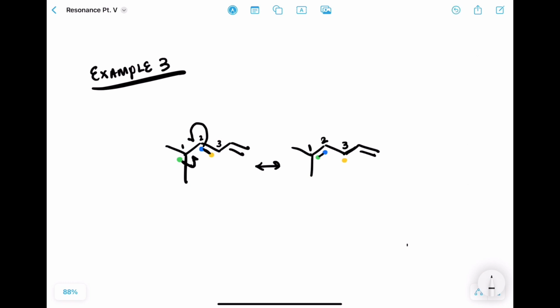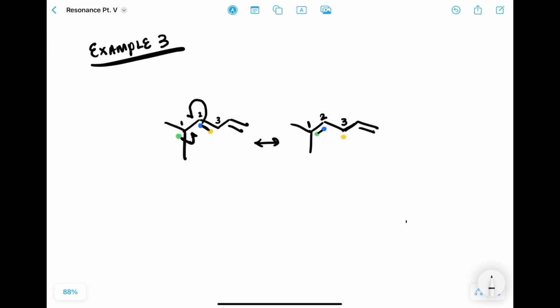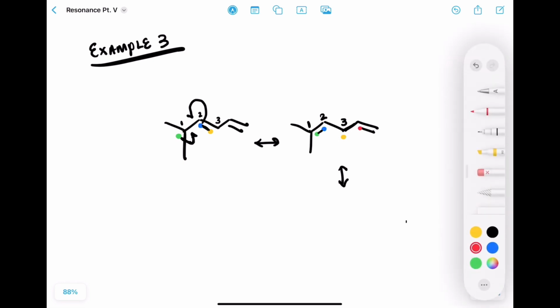And so now we find ourselves again in a similar position where we have a radical next to a double bond, and so there can be resonance here again. And so let me go ahead and label these.